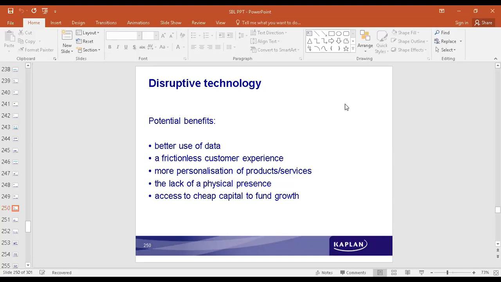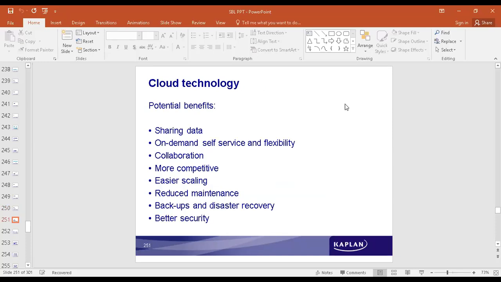It's a better use of data, frictionless customer experience, more personalization of product services, lack of physical presence, then access to cheap capital to fund growth. I also have explained to you about cloud technology, because now the data size has become big. Where can it be stored?